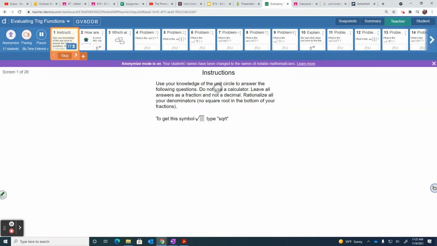All right, so what we're going to do is use our knowledge of the unit circle. And you can have it out though, even if you haven't memorized, it can still be helpful here. So we're not going to use a calculator. We're going to write all of our answers as a fraction, not a decimal. And this is going to be the more challenging part, rationalize all denominators. Rationalize means to get rid of any square roots in denominators.